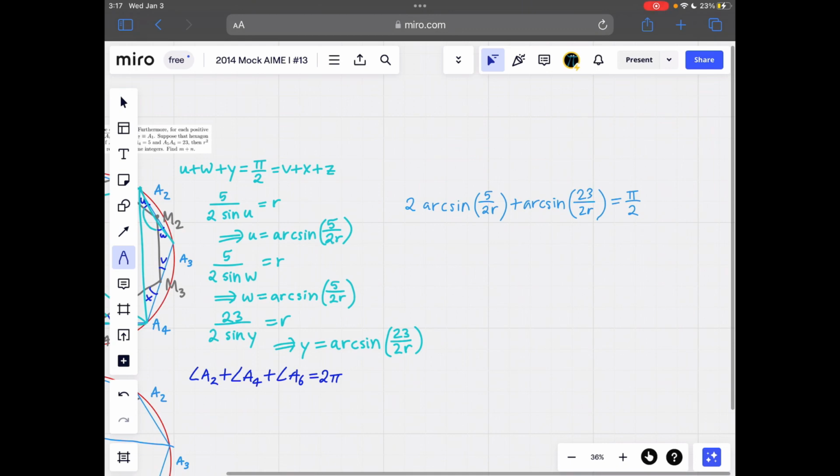Now, I suggest moving this arc sine 23 over 2R so that it's on the same side as pi over 2. So it would become arc cosine 23 over 2R then. 2 arc sine 5 over 2R equals pi over 2 minus arc sine, which is arc cosine, so arc cosine 23 over 2R. And now we have to sine both sides.